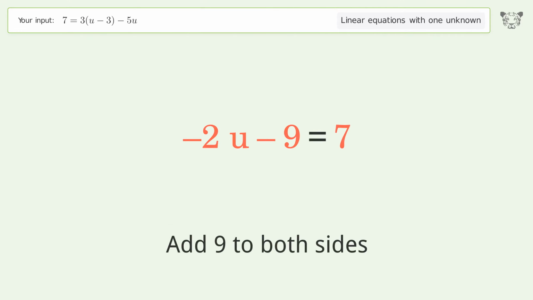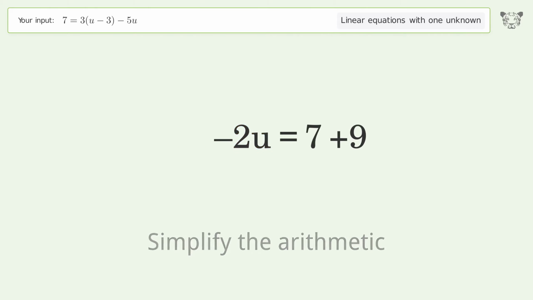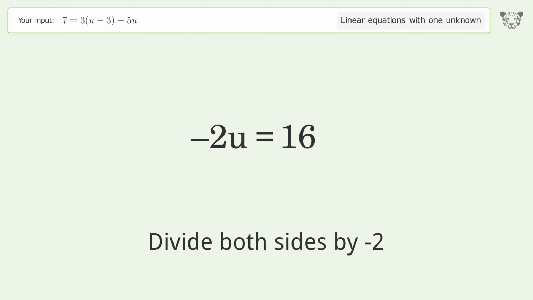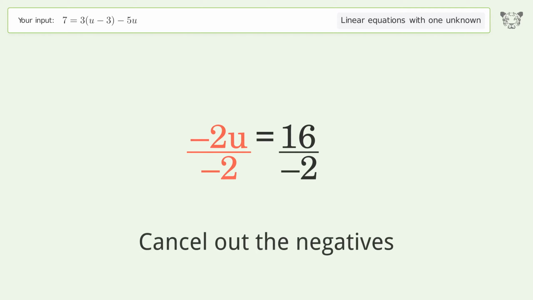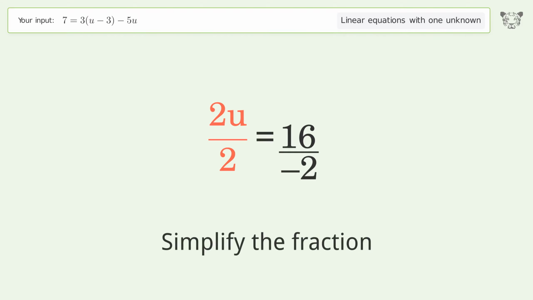Add 9 to both sides. Simplify the arithmetic. Isolate the u. Divide both sides by -2. Cancel out the negatives. Simplify the fraction.